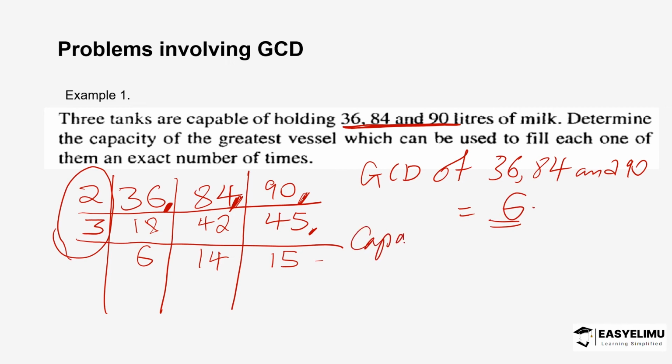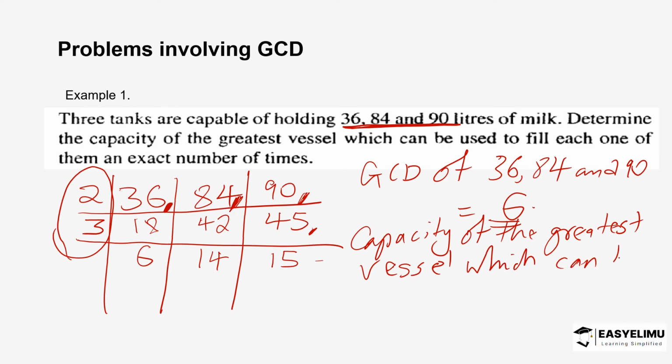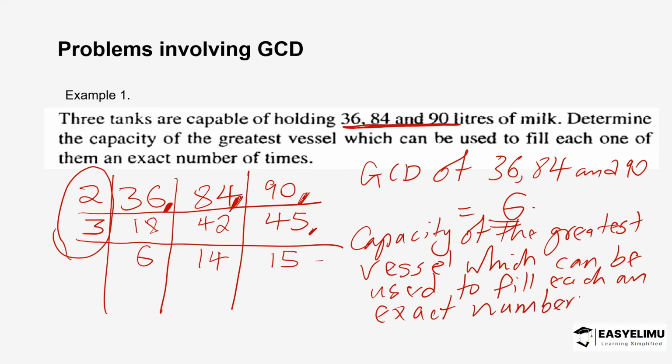So in answering the question, we are talking about the capacity of the greatest vessel which can be used to fill each an exact number of times is 6 liters.